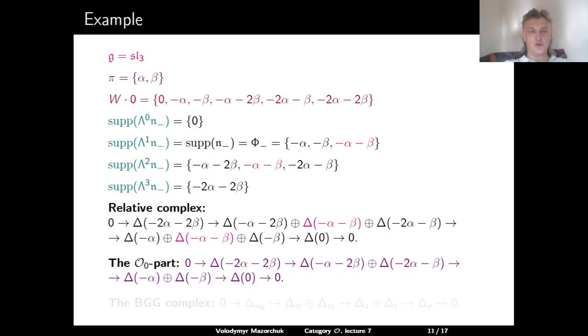And we see that the O_0 part of the relative cohomology complex is more or less exactly the original BGG resolution. So the BGG complex in the case of SL3 has this form, and component-wise it's the same as this cleaned up relative cohomology complex.